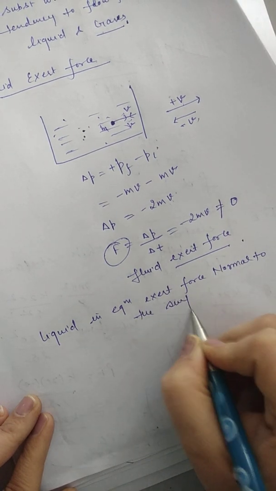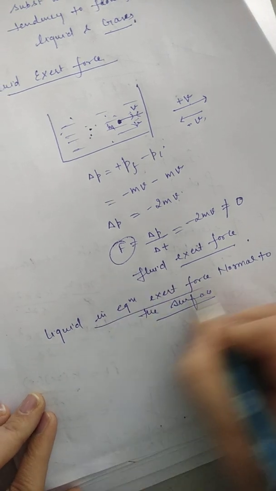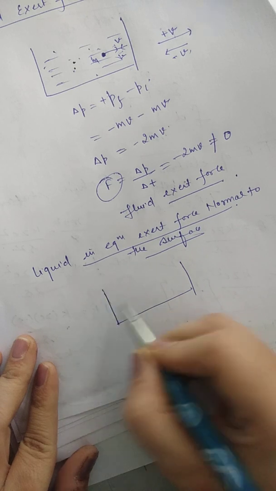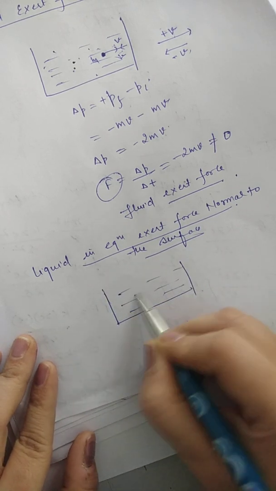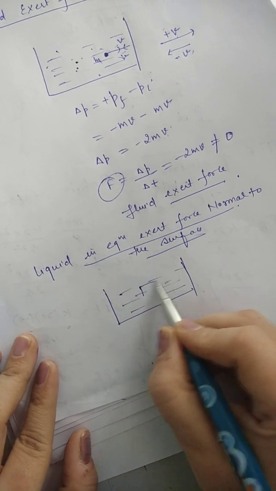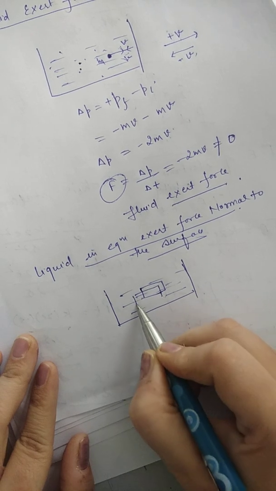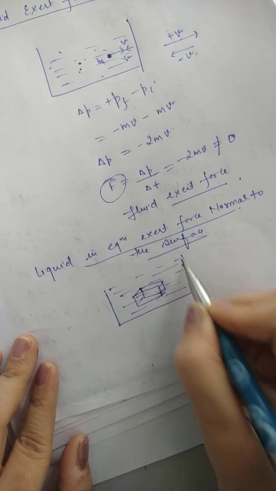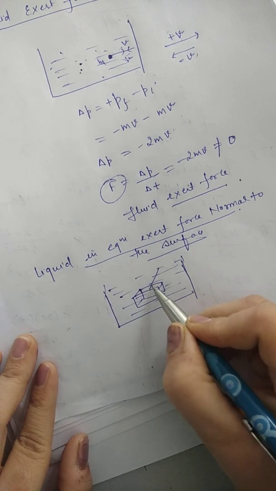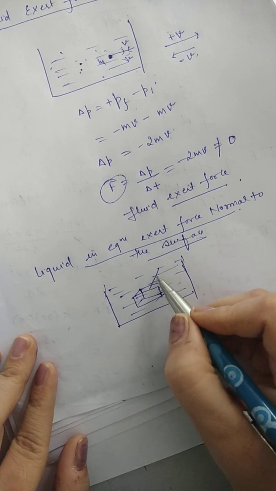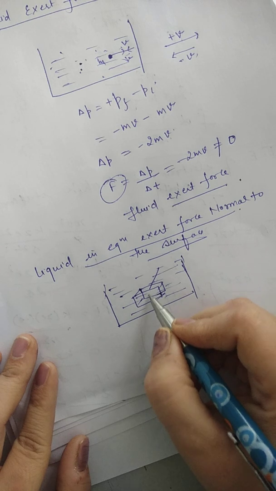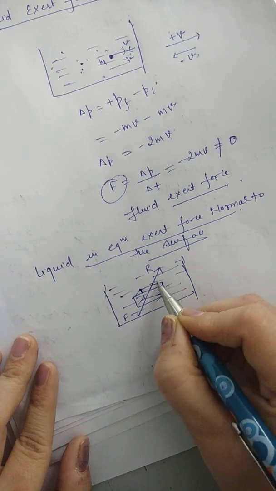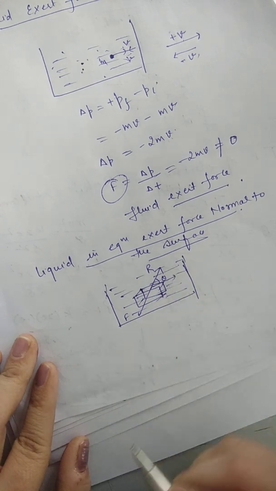कैसे प्रूव कर सकते हैं? How does it exert the force normal to the surface? Let us suppose this is a container in which the liquid is present, and here this is an imaginary box you can consider. To prove this, we assume that the force is acting at some angle. तो ये force है, तो इसकी normal reaction कहाँ होगी? Upward direction में. It makes an angle theta with the horizontal.